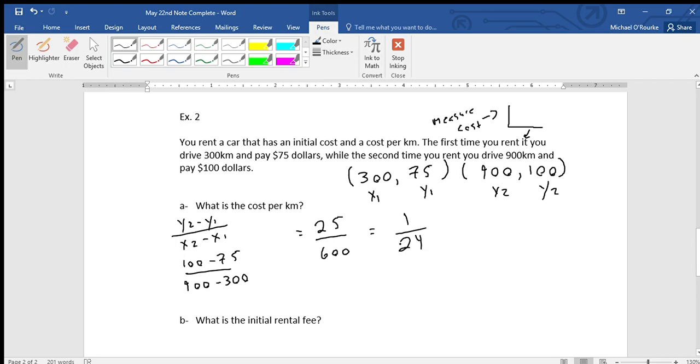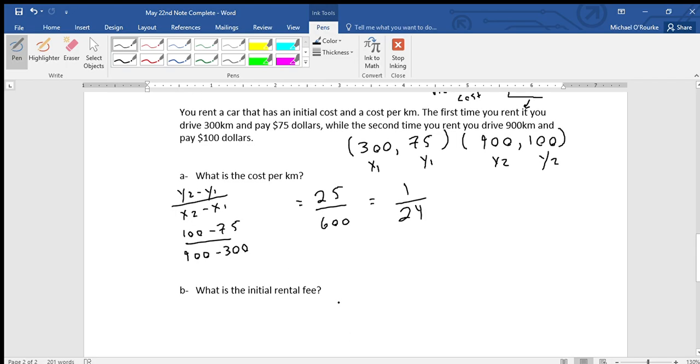We could change that to a decimal, but it'd be kind of a weird decimal. Yeah, it keeps going, 0.416666, something like that. So let's leave it as a fraction and see what happens. So what's the initial rental fee?